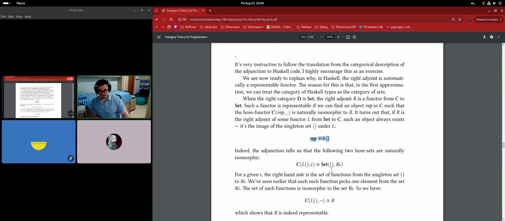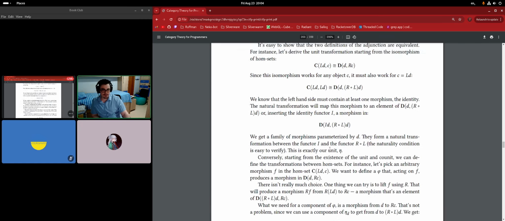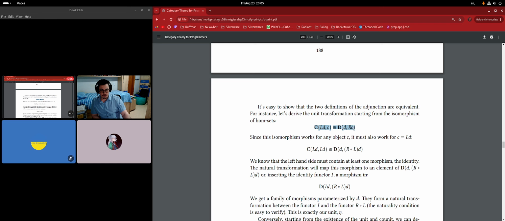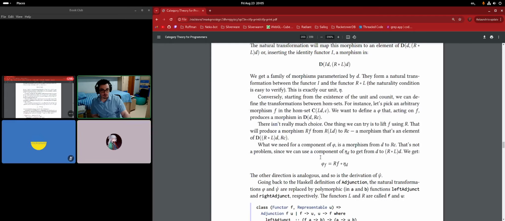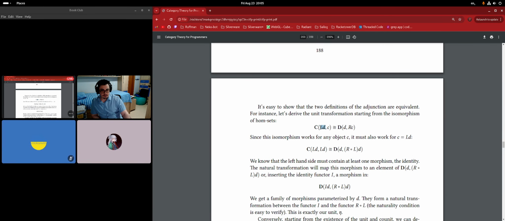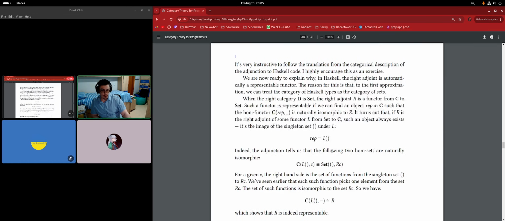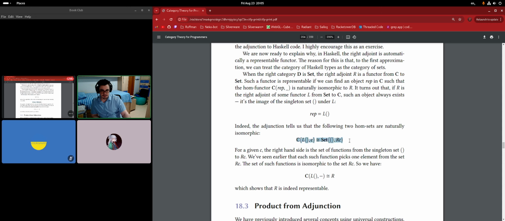This is basically the natural isomorphism that we were talking about before. This is the same thing as this thing. But we know the missing pieces now, because we know that D is set. We know that this object is going to be the unit one. Yeah, the unit one. And we also know that D in this case. So that means that we have this thing.